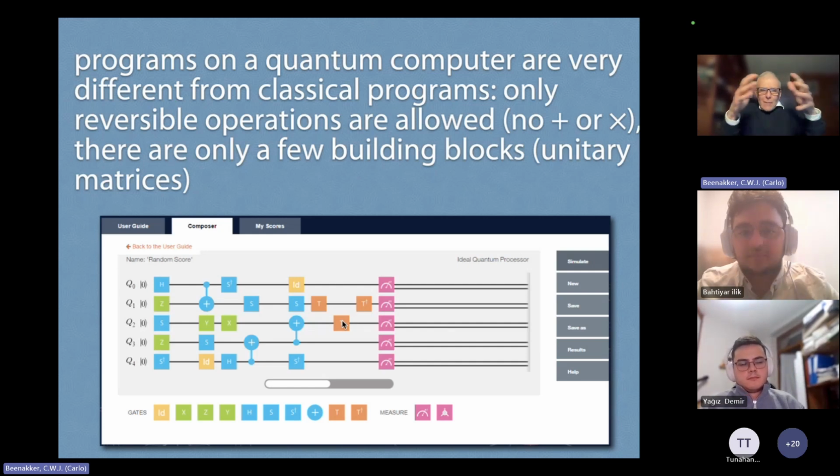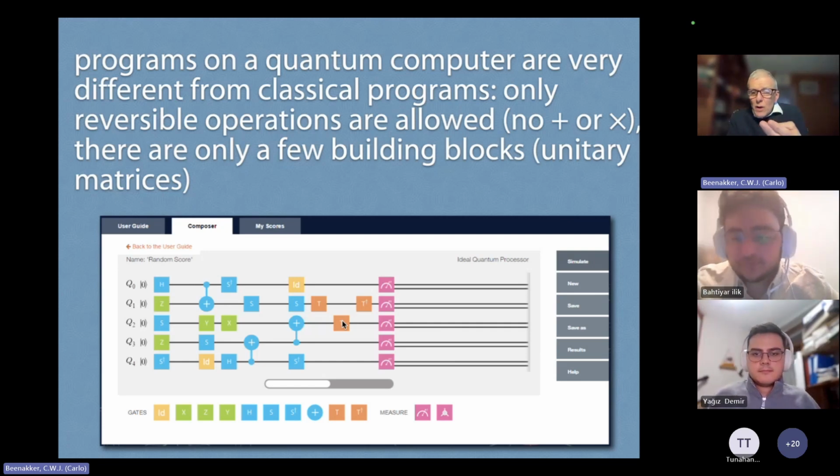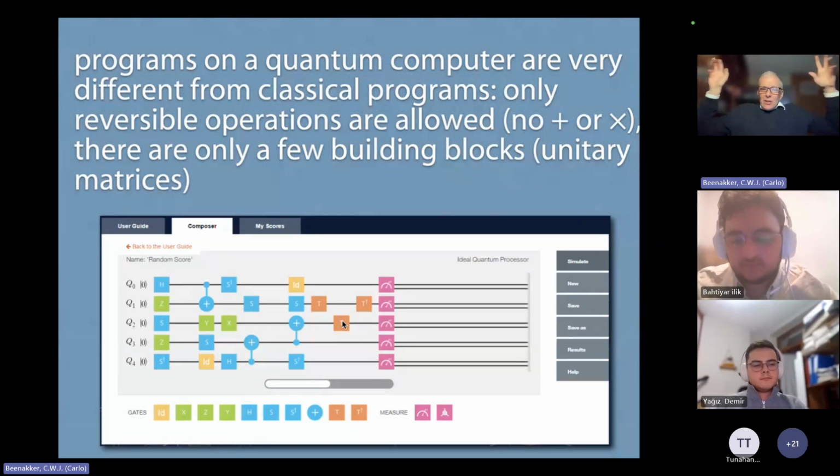So the programming language of a quantum computer is really simple. There are just very few building blocks. The building blocks are the C0, X, Y, Z, and perhaps the T, and that's pretty much it. And you can make the most complicated calculations just by stringing these building blocks together. So that's what we do. It's kind of fun that it's different.